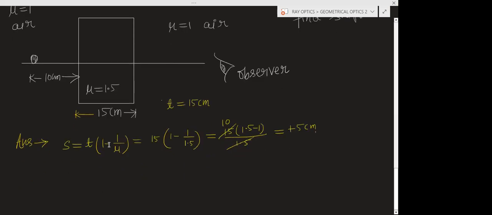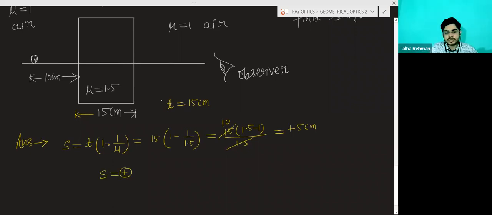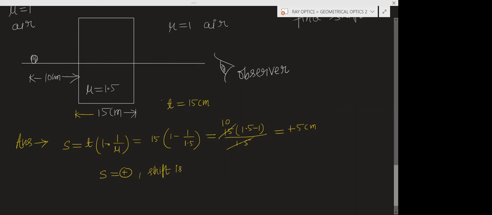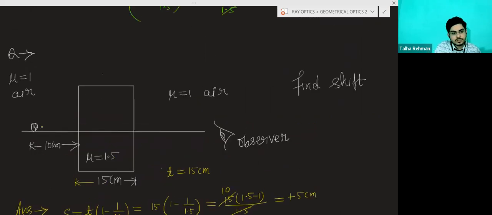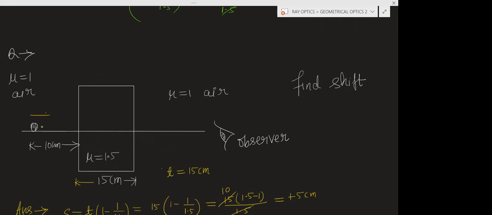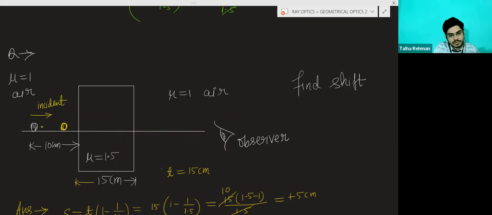So the shift is positive now. If the shift is positive, then the shift is in the direction of the incident ray. The object is here, so the incident ray will be in this direction. So the shift will be in this direction like this. The object will appear here somewhere, and this distance will be 5 centimeter.